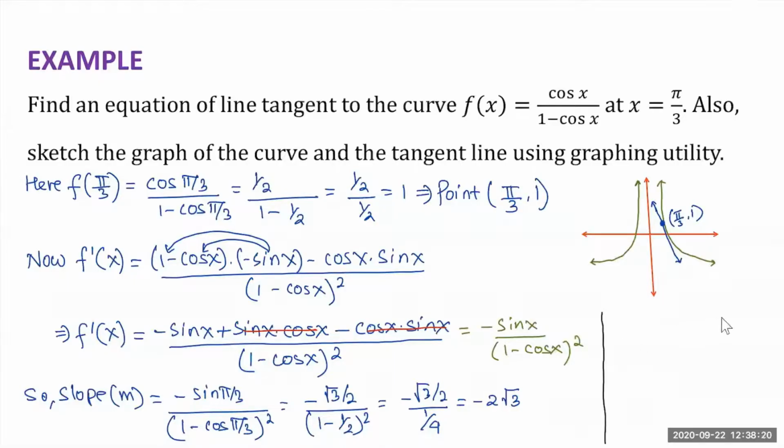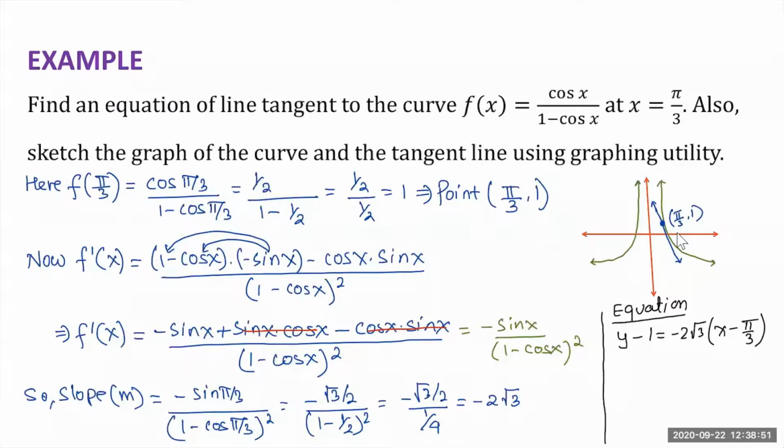Now let's find the equation of the tangent line. So if you remember, the equation of tangent line will be y minus y1, where y1 is the y value over here, which is 1, equal to m, slope, which is negative 2 square root of 3, times x minus x1. x1 is pi over 3.